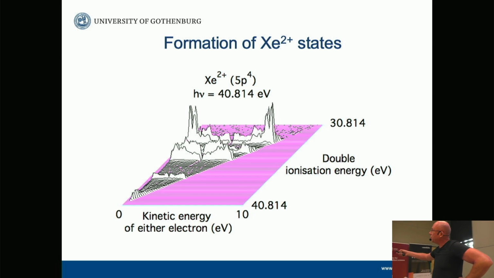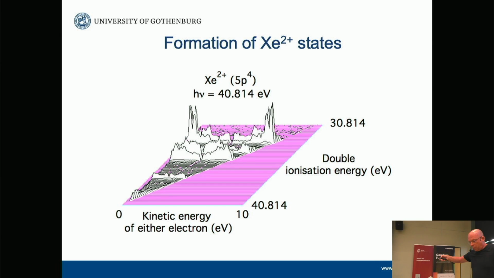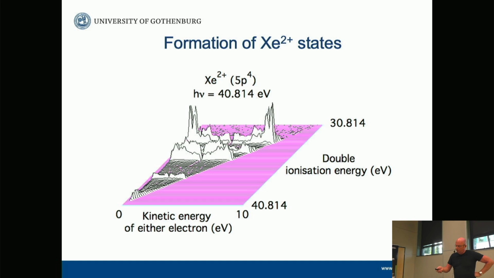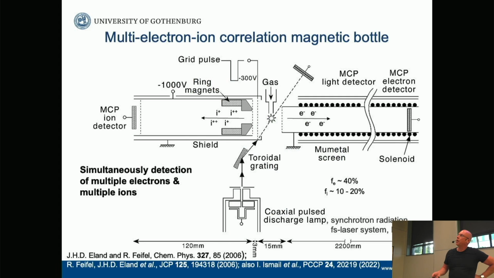And the sequential processes are imprinted on the sharp features. So you basically have the two electrons which are ejected, they come out with well-defined energies. This is how we can distinguish those processes.